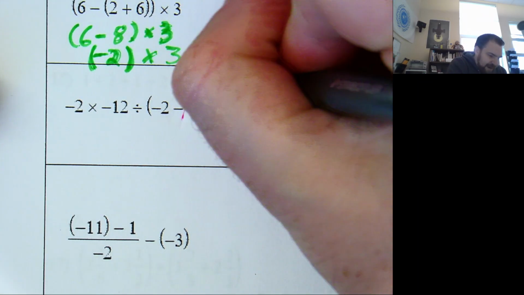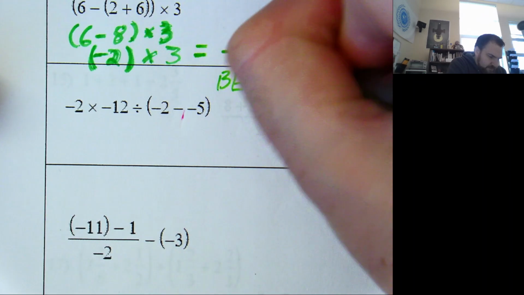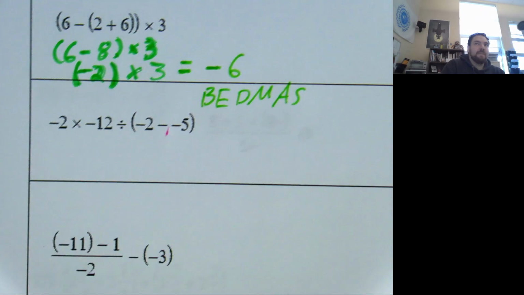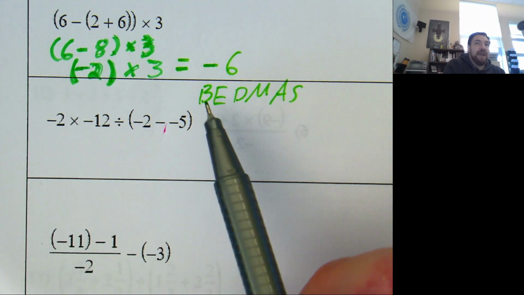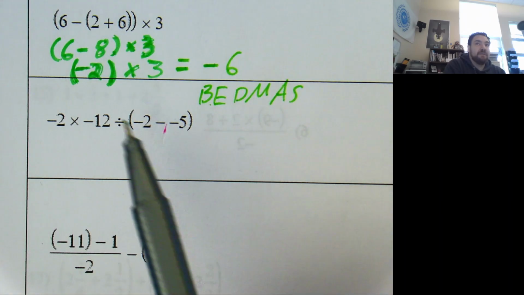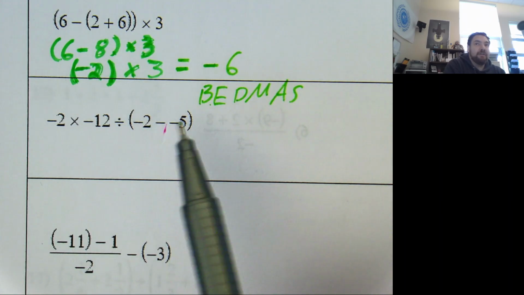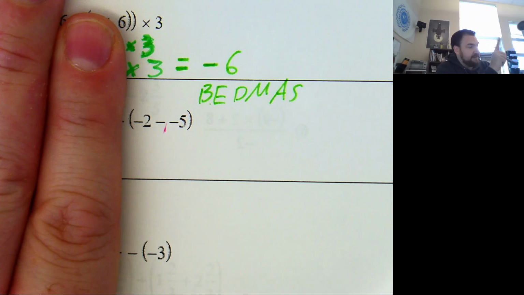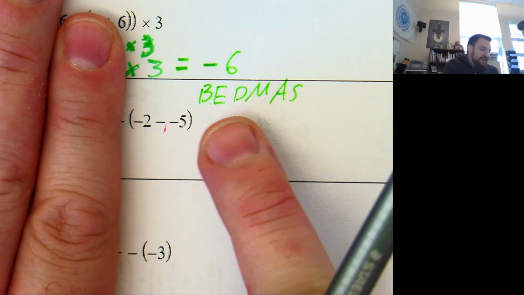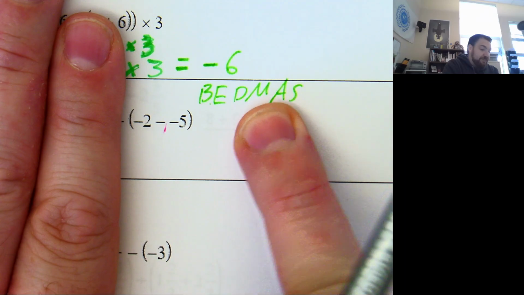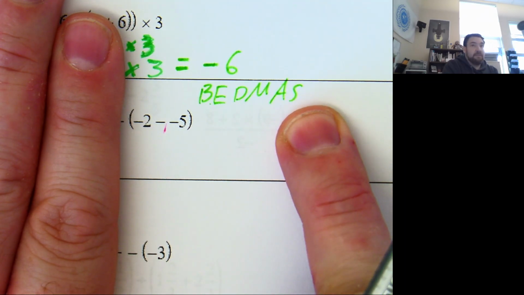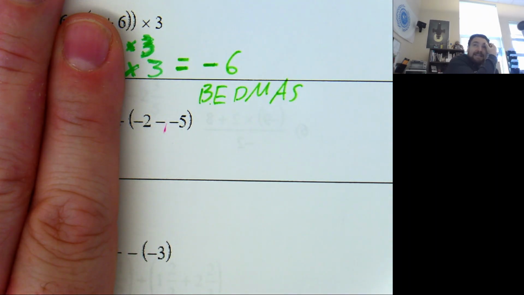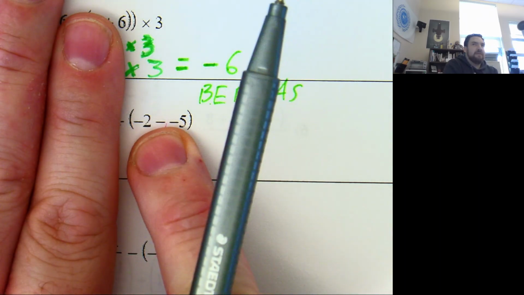I'm going to write out the word BEDMAS. Not a bad thing to get into the habit of doing. So B is brackets. Do I have brackets? Yeah, right there. So let's ignore everything else and do the math inside those brackets. Inside those brackets, I don't have any exponents. I have no division. I have no multiplication. But I am adding and subtracting. So let's take a look at what we've got. I've got negative 2 minus negative 5.